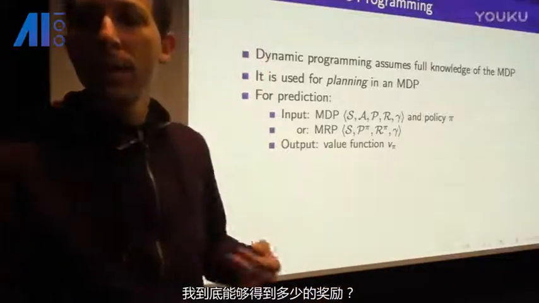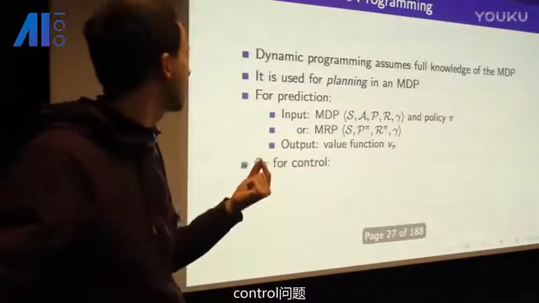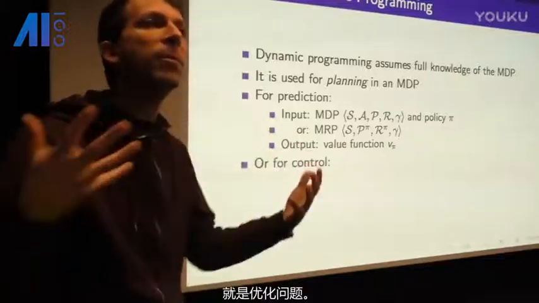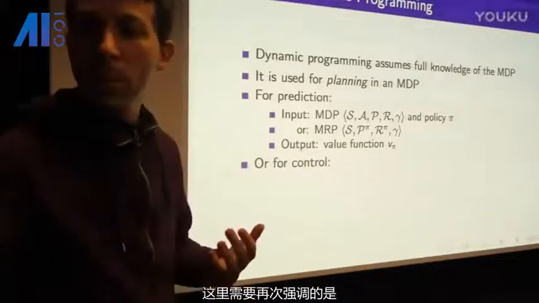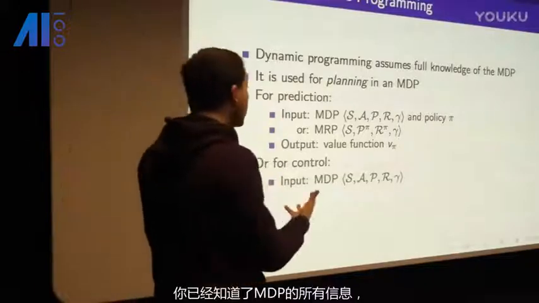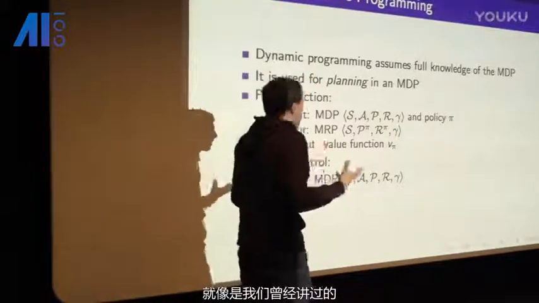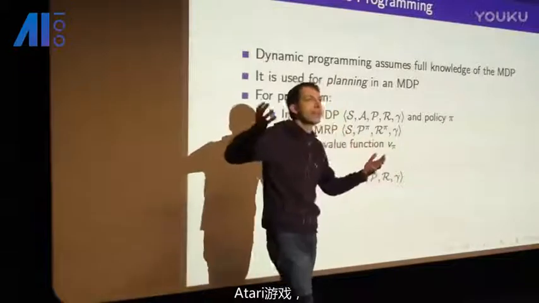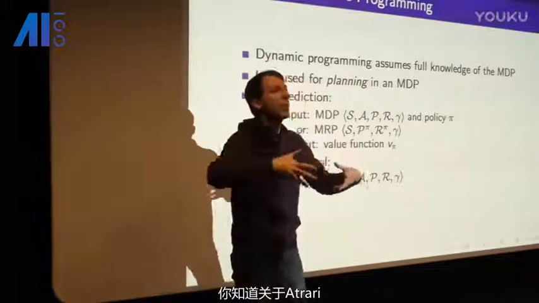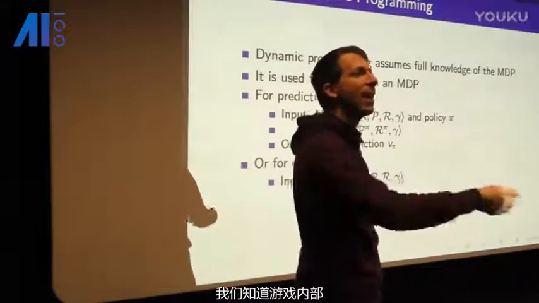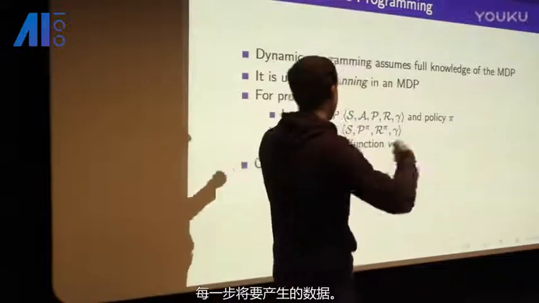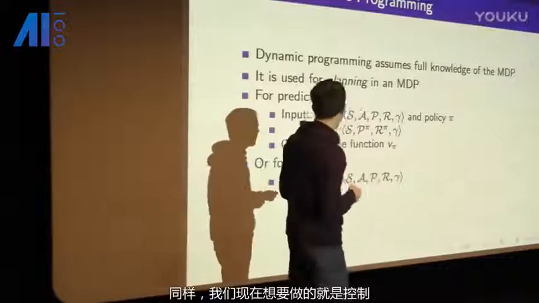The second type of planning we're going to consider is control. This is the full optimization, when we're really trying to figure out the best thing to do in the MDP. But again, we're just considering the planning case. Someone tells us the MDP. This thing is known. If you remember the Atari example, it's like someone gives us all the details of the Atari game that we're going to play. We're given access to the internals of how the next state is produced. And we're going to try and do control.